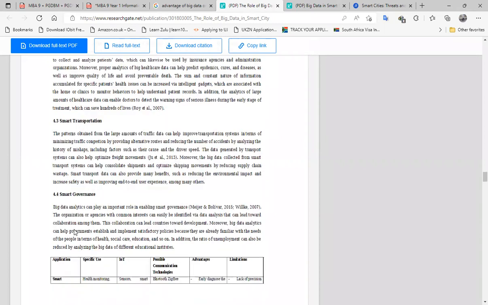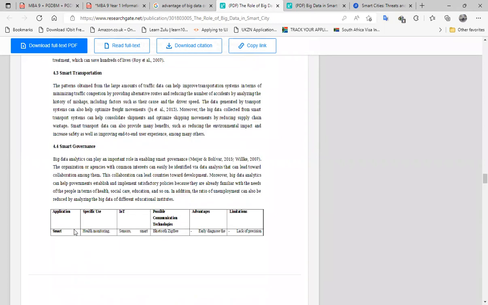Then governance. I'm talking about smart governance. Big data analytics can help governments establish and implement satisfactory policies, because they become familiar with the needs of the people in terms of health, social care, education, and so forth. So basically, these are some of the things that happen, right?